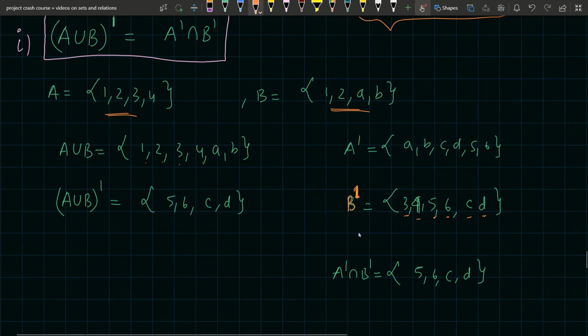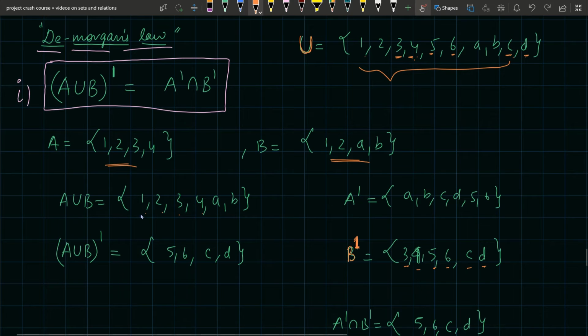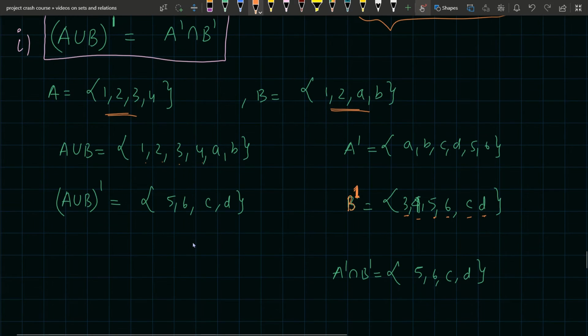So let's understand A complement intersection B complement. It is every element common in A complement and B complement. We are getting 5, 6, C, D. And what is (A union B) complement? Every element which is not 1, 2, 3, 4, A, B. Which means 5, 6 and C and D. So in set representation we clearly see it is actually valid. Okay, it's proved. It is satisfying.